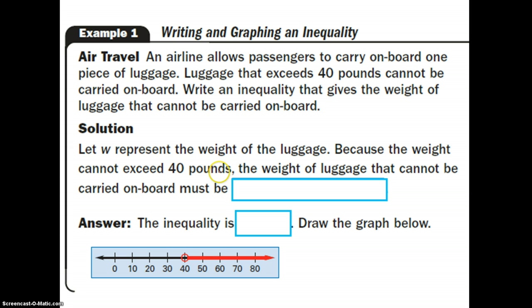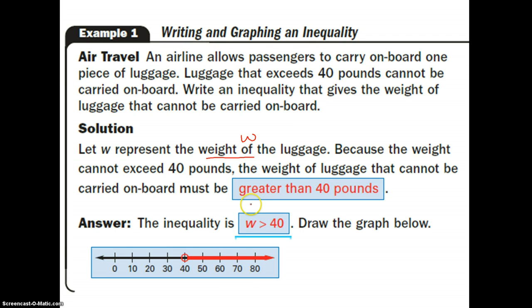Example 1. An airline allows passengers to carry on board one piece of luggage. Luggage that exceeds 40 pounds cannot be carried on board. Write an inequality that gives the weight of the luggage that cannot be carried on board. We're going to let W represent the weight of the luggage. Because the weight cannot exceed 40 pounds, it can be 40 pounds, but it can't exceed it. So it has to be greater; it cannot be greater than 40 pounds. So your inequality is W is greater than 40.